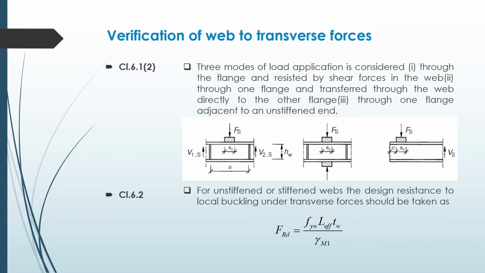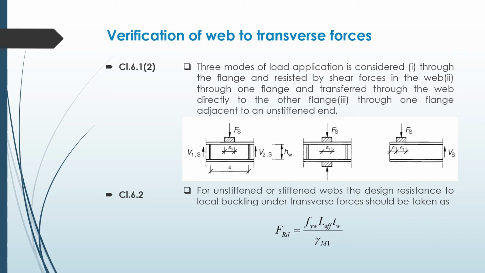For verification of web transverse forces, clause 6.12 of the document considers three modes of load application. First one, as shown in the first sketch, through the flange and resisted by shear forces in the web. As shown in the second sketch, the load is applied through one flange and it is transferred through the web directly to the other flange. And as shown in the third sketch, the load is applied through one flange adjacent to an unstiffened edge.